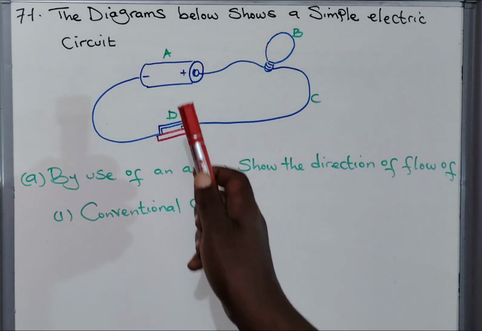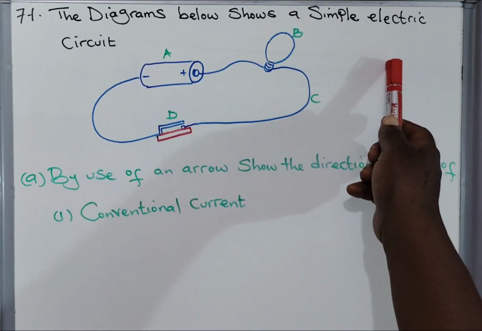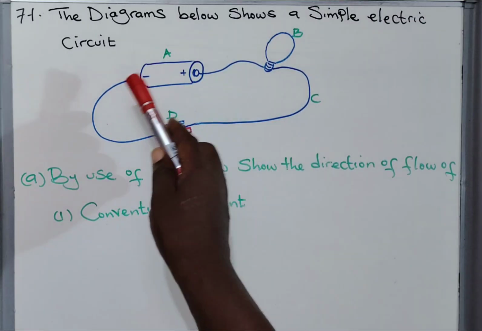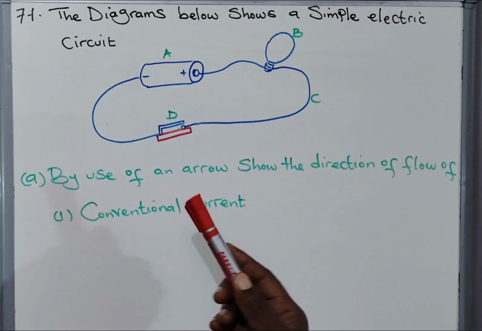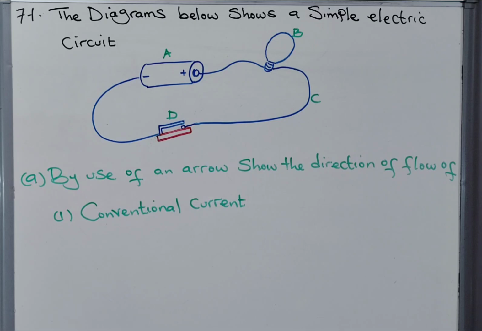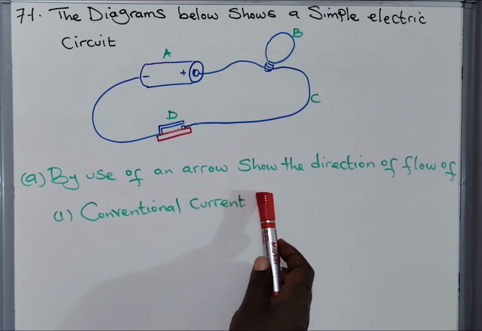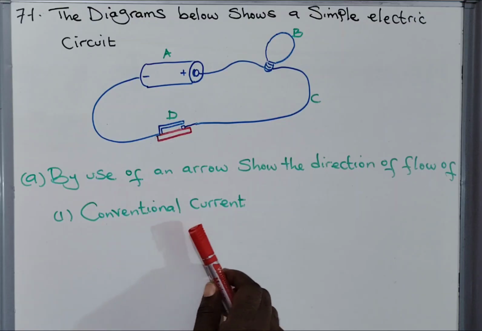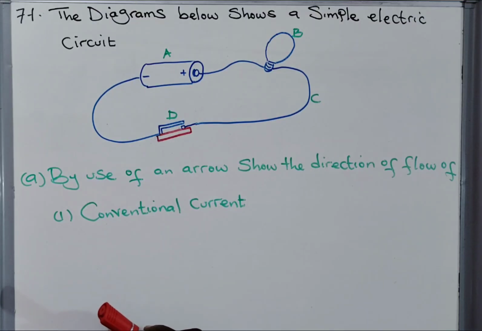Okay, this question says that the diagram below shows a simple electric circuit. This is what we are having. These are the components of the circuit. And then it says, by use of an arrow, show the direction of flow of 1. Conventional current. How does conventional current flow?